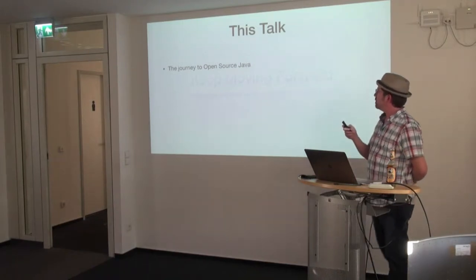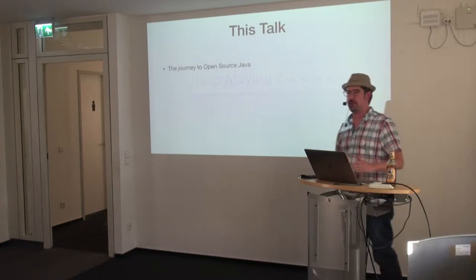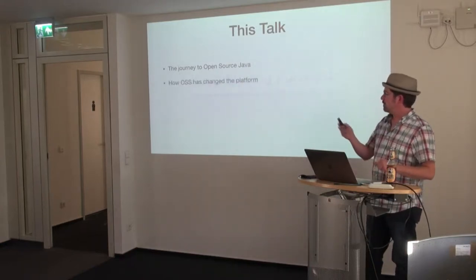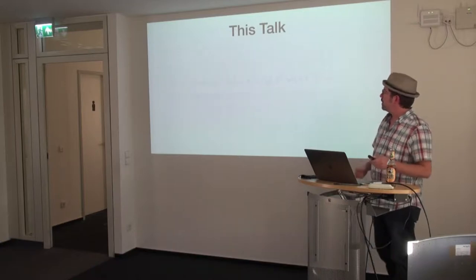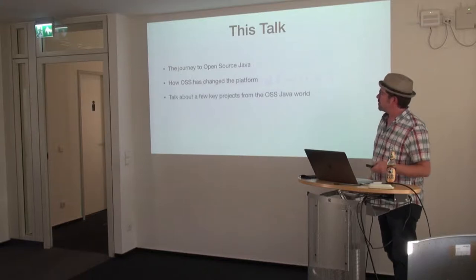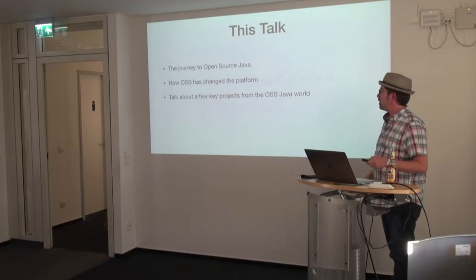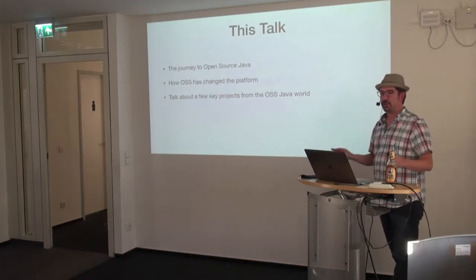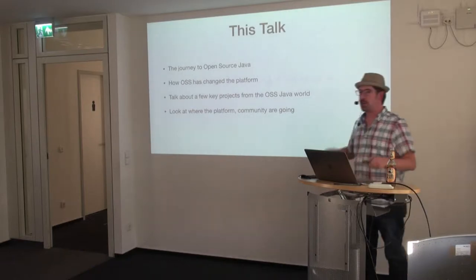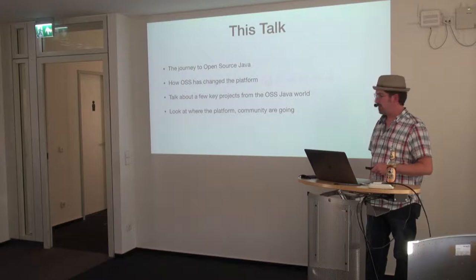Okay. So in this talk, we're going to talk a little bit kind of leading up to OpenJDK. What led us there? What were the pressures that kind of brought us to that point? We'll talk about how open source has changed the Java platform for the better, generally. I'll show off a few key projects, things that I think are really cool that have come out of the open source Java world. Look at where we're going with this and what we can do to get involved, what sort of stuff is out there to play with.